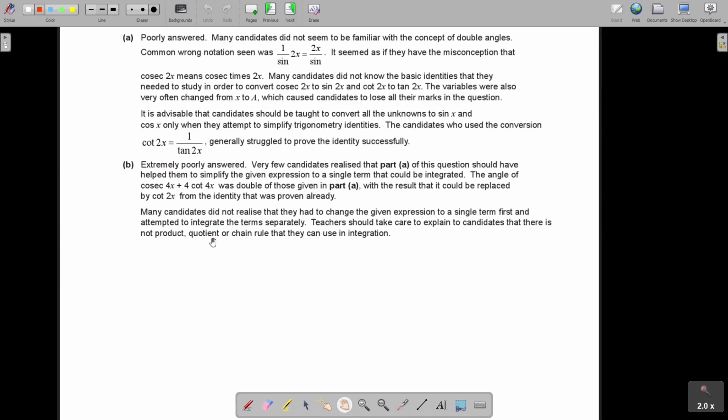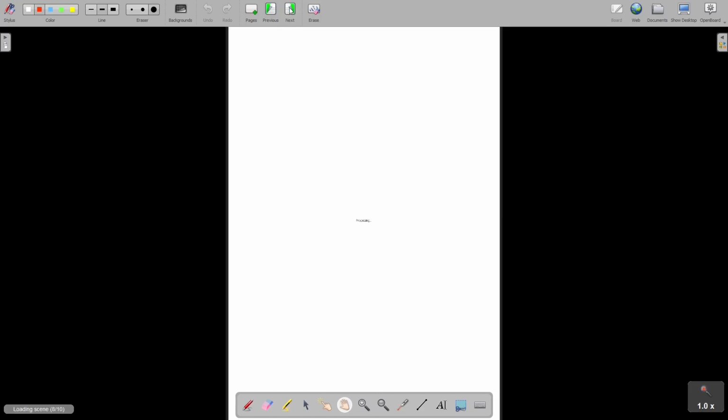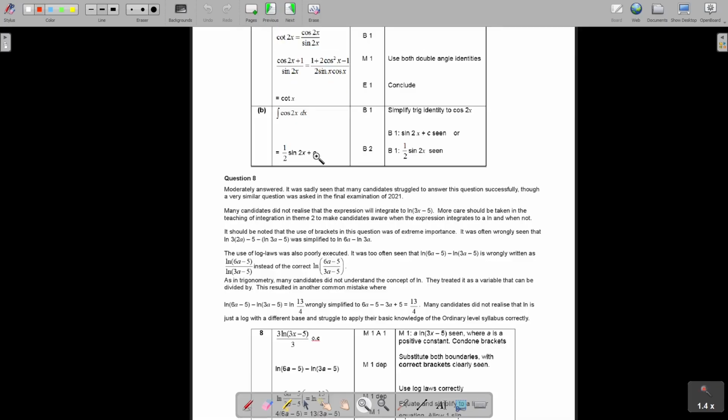And this is very important when you come to the end of the syllabus: there are certain things that you have to just keep in your mind. So you're not going to find a product or a quotient rule in this syllabus, and you're not going to find it in integration. Okay, and then the answers, can I just show you the answers?